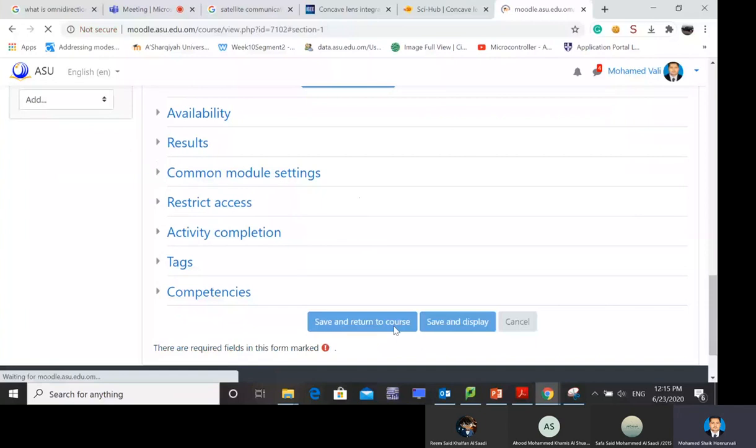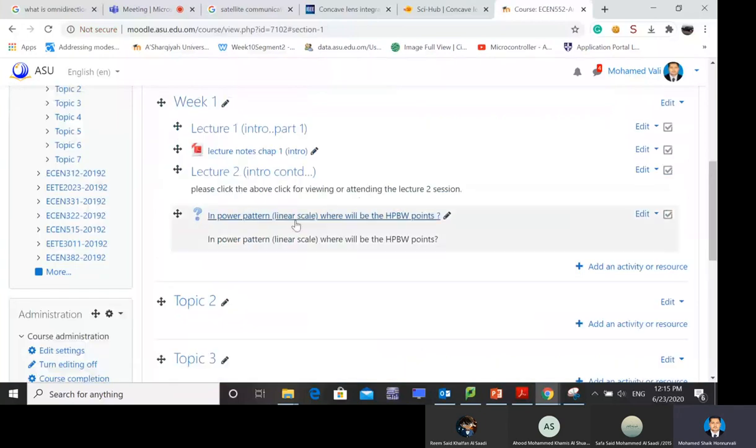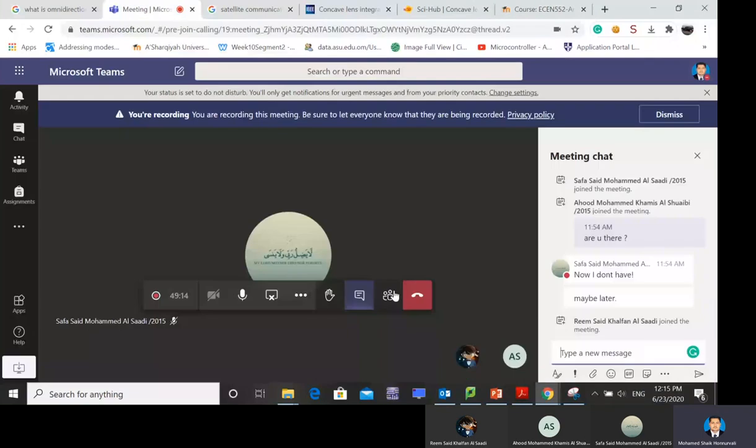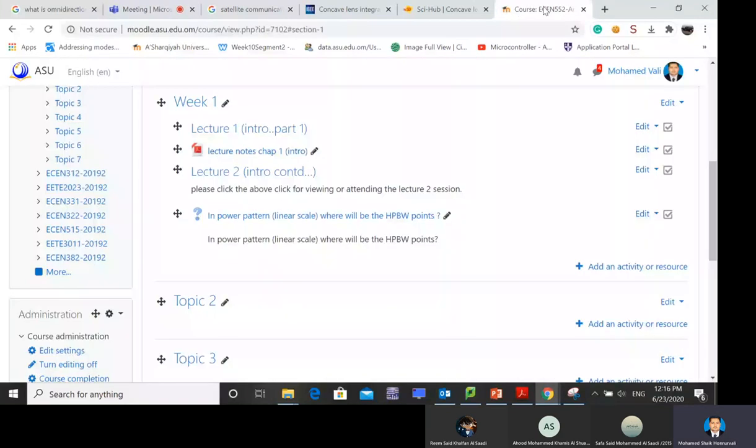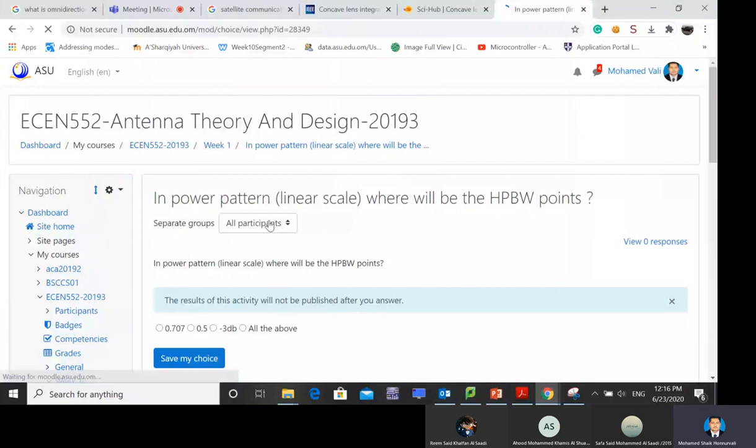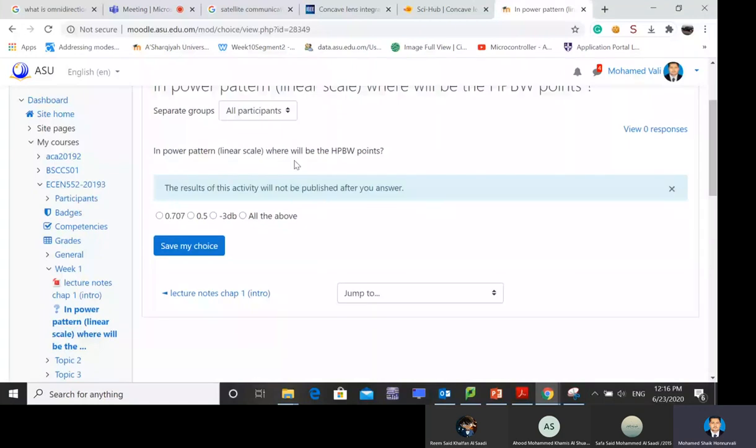Okay, students, can you click this link in the Moodle? If you all are here, can you click this link? There is a question here. In power pattern linear scale, where will be the half power beamwidth points? Option A, 0.707, option B, 0.5, option C, minus 3 dB, option D, all the above. Can you choose one answer here? Let's see how many of you have understood the topic. Can you do this now, please?